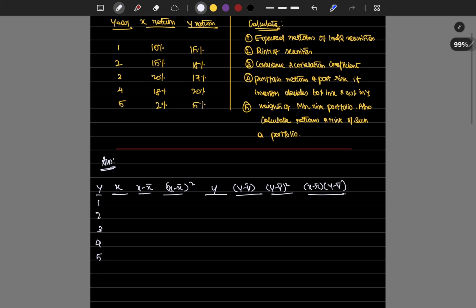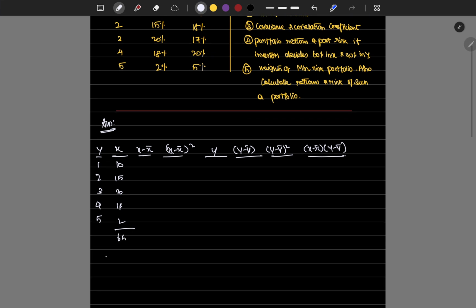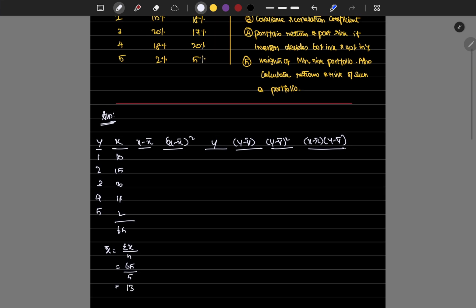What's the return of x? 10 percentage, 15, 20, 18, 2. The total of x is 10 plus 15 plus 20 plus 18 plus 2, which is 65. So what's the x bar? Summation of x divided by n. So 65 by 5 is the average return. 13 is the x bar value.